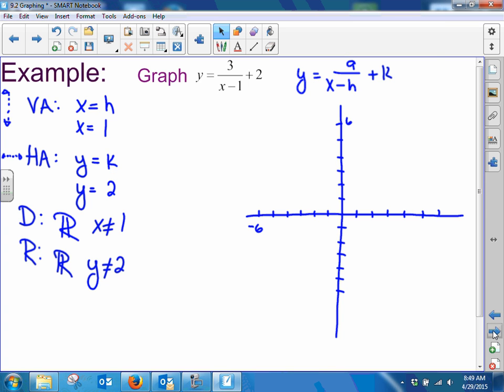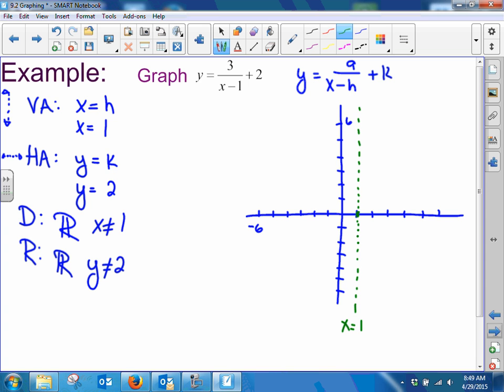Okay. So I'm going to put on the asymptotes first. Okay. So I have x is equal to 1. So I go to where x is equal to 1. And I draw my dotted line. X is equal to 1. Okay, then I go to where my y is 2. And I draw in y is equal to 2. All right, that is where my 2 asymptotes are.